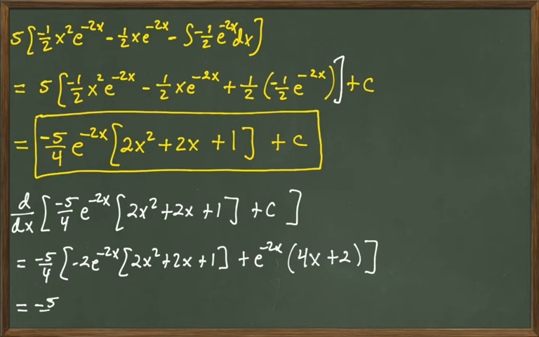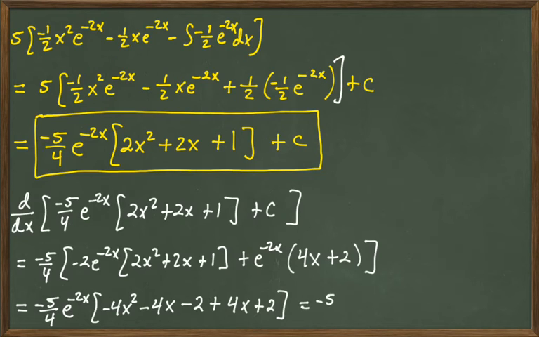All right, so negative 5/4. Factor out e to the negative 2x. And distribute the negative 2, so we have negative 4x squared minus 4x minus 2 plus 4x plus 2. It's going to give us negative 5/4 e to the negative 2x times negative 4x squared. Okay, and that's going to be 5x squared over e to the 2x, and that was the original integrand, so that looks like that worked out correctly. Okay, I think we got one more example here.